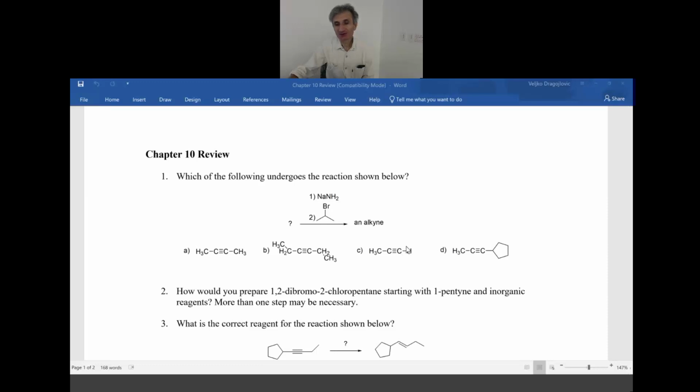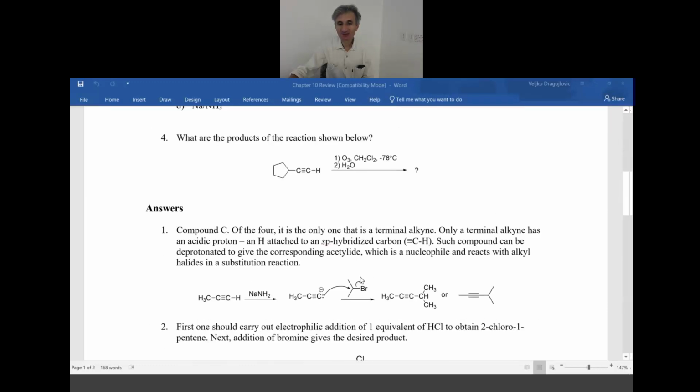Upon deprotonation, the acidic proton, as shown here, is removed, and the alkyne is converted to the corresponding acetylide, which is a good nucleophile. By now we have covered chapter 12 and SN2 reactions, and you know that this is an SN2 reaction. So the strong nucleophile displaces bromine to give an alkyne as a product. And here are 2 different formulas, 2 different representations of the alkyne.